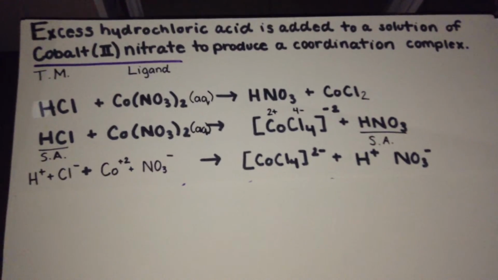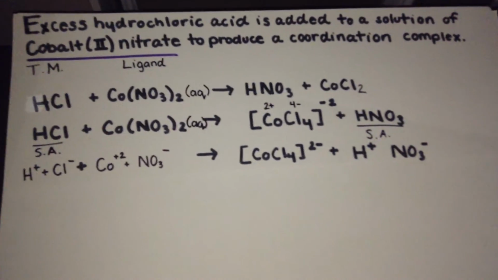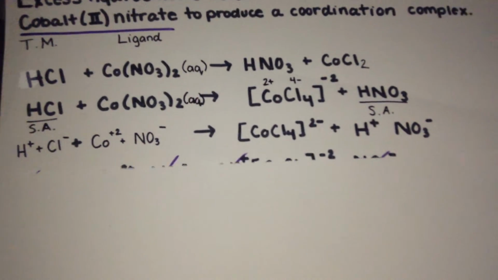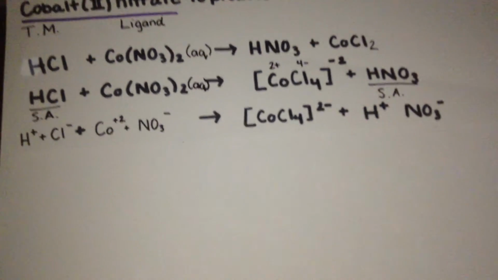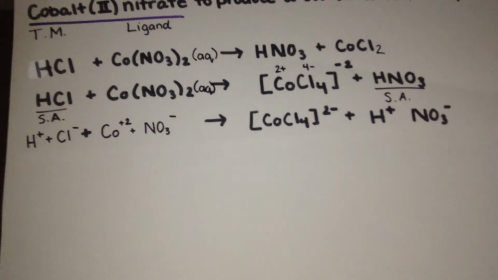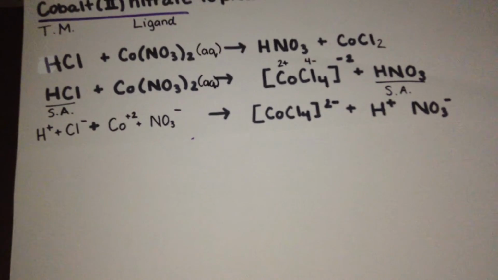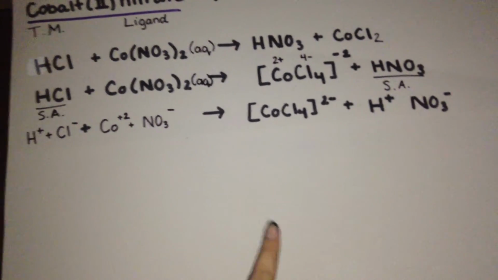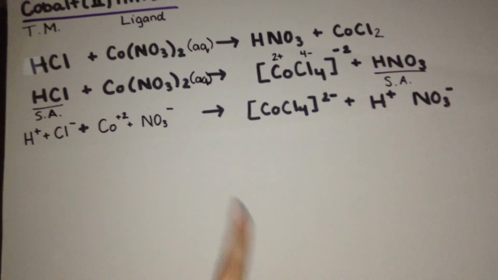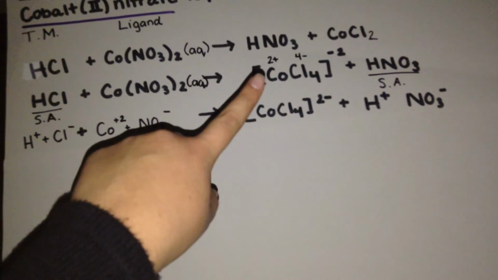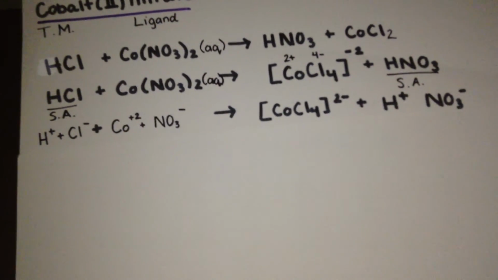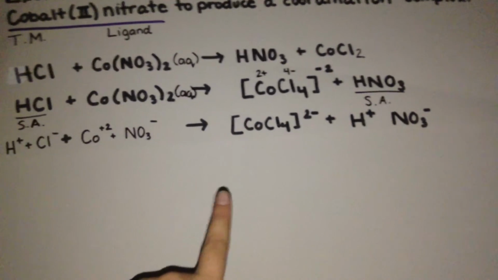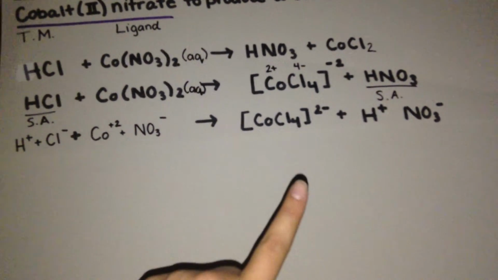And since in the problem it said a solution of cobalt-2 nitrate, it would also split up. CoCl4 with the 2 minus charge occurs because Co is a transition metal, and Cl is the ligand. 4 would be considered the X, where originally the +2 becomes 4 because X is twice as much. And Y is the charge, so you take +2 minus 4 becomes -2.